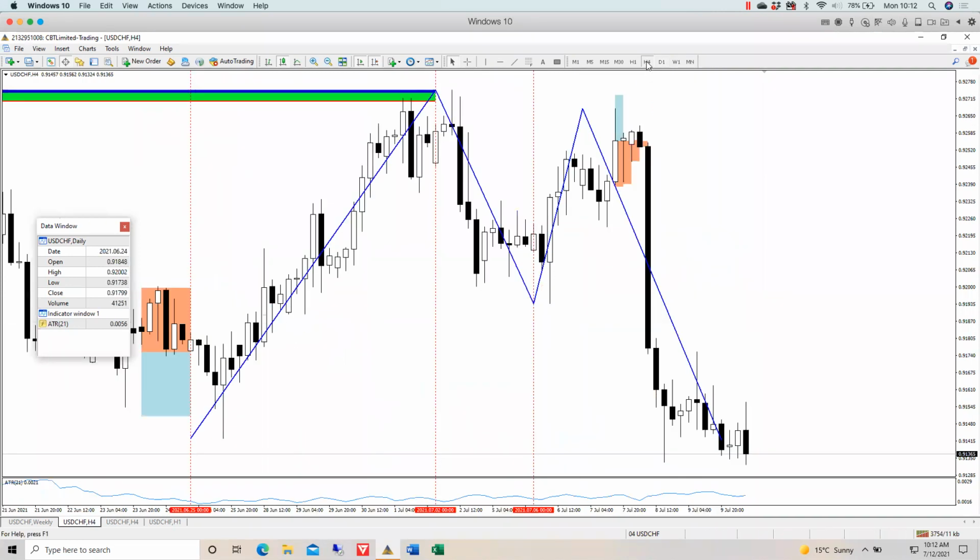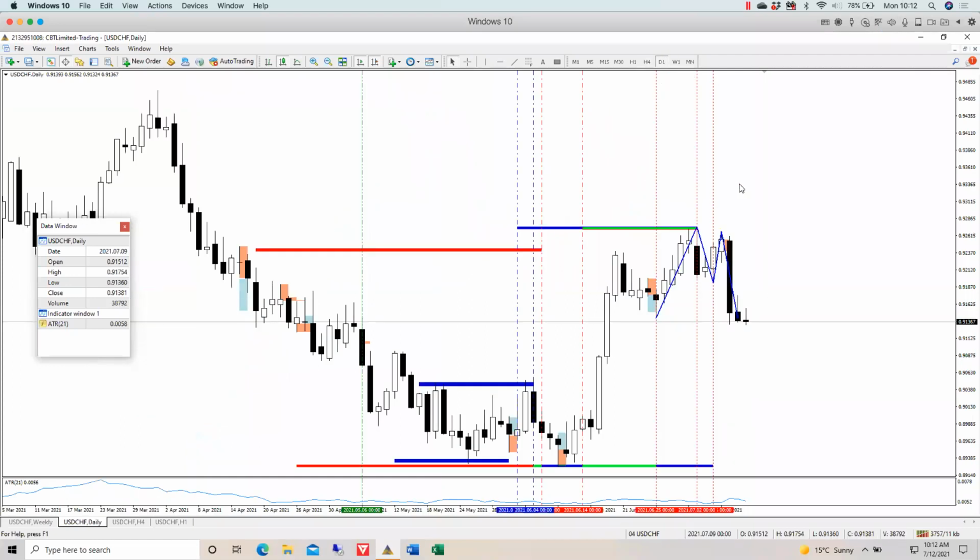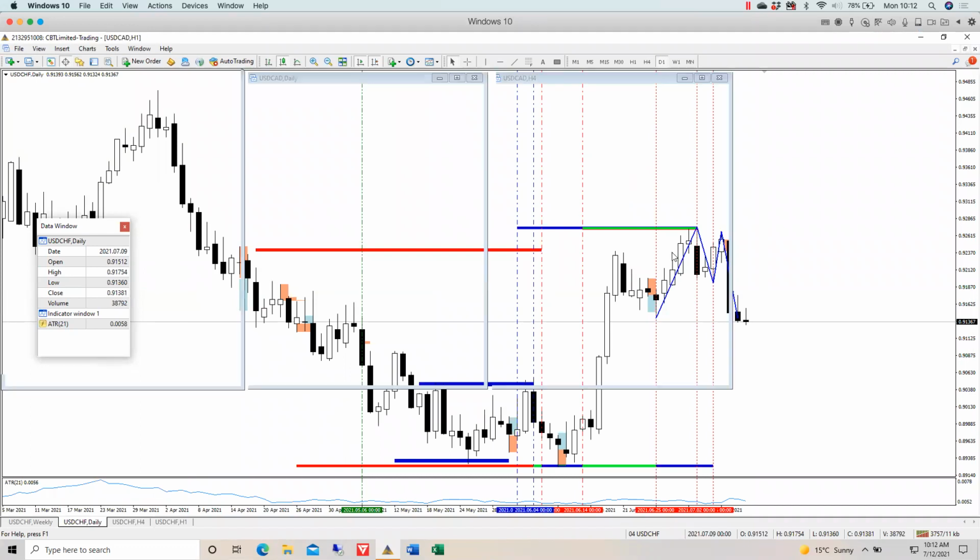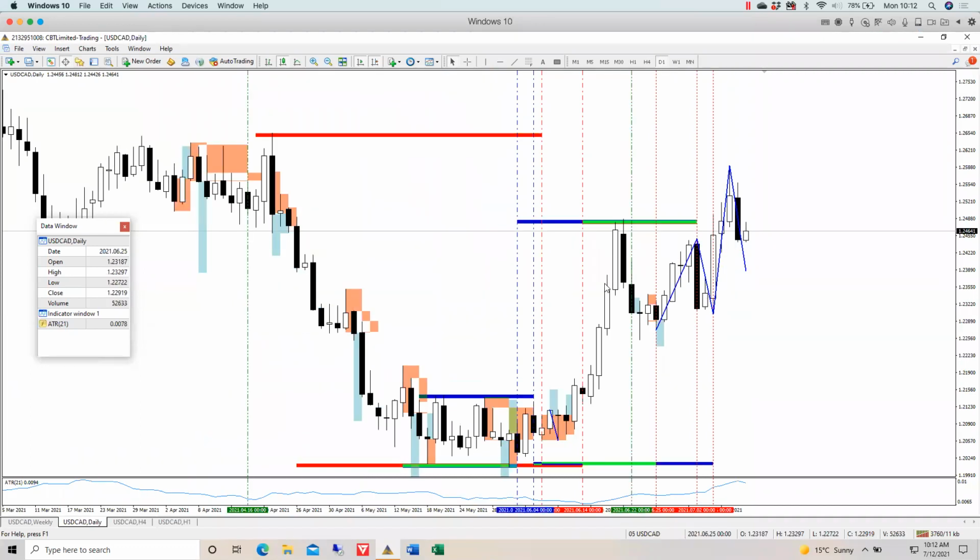But we had a couple of trades here. No, we actually didn't have anything on the overlay on this one. It was on something else. All right, so moving on then to USD CAD.